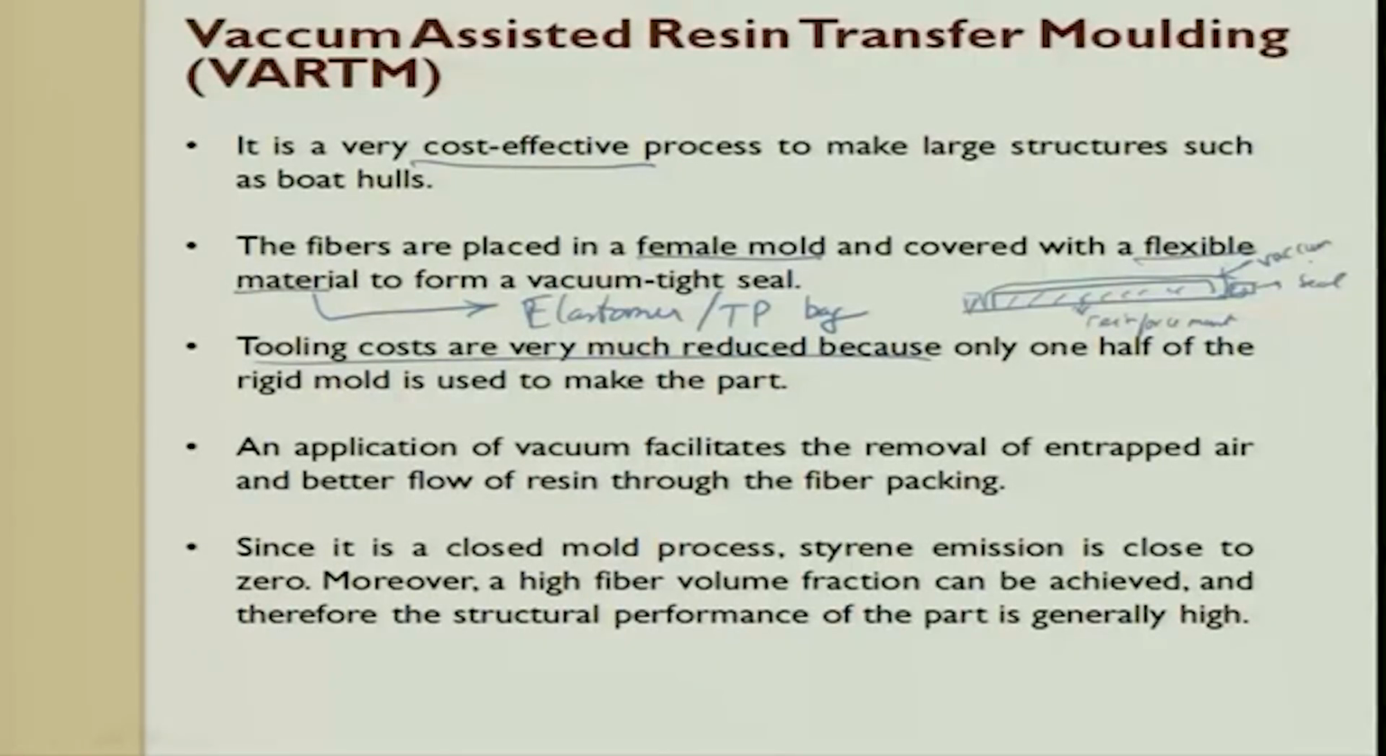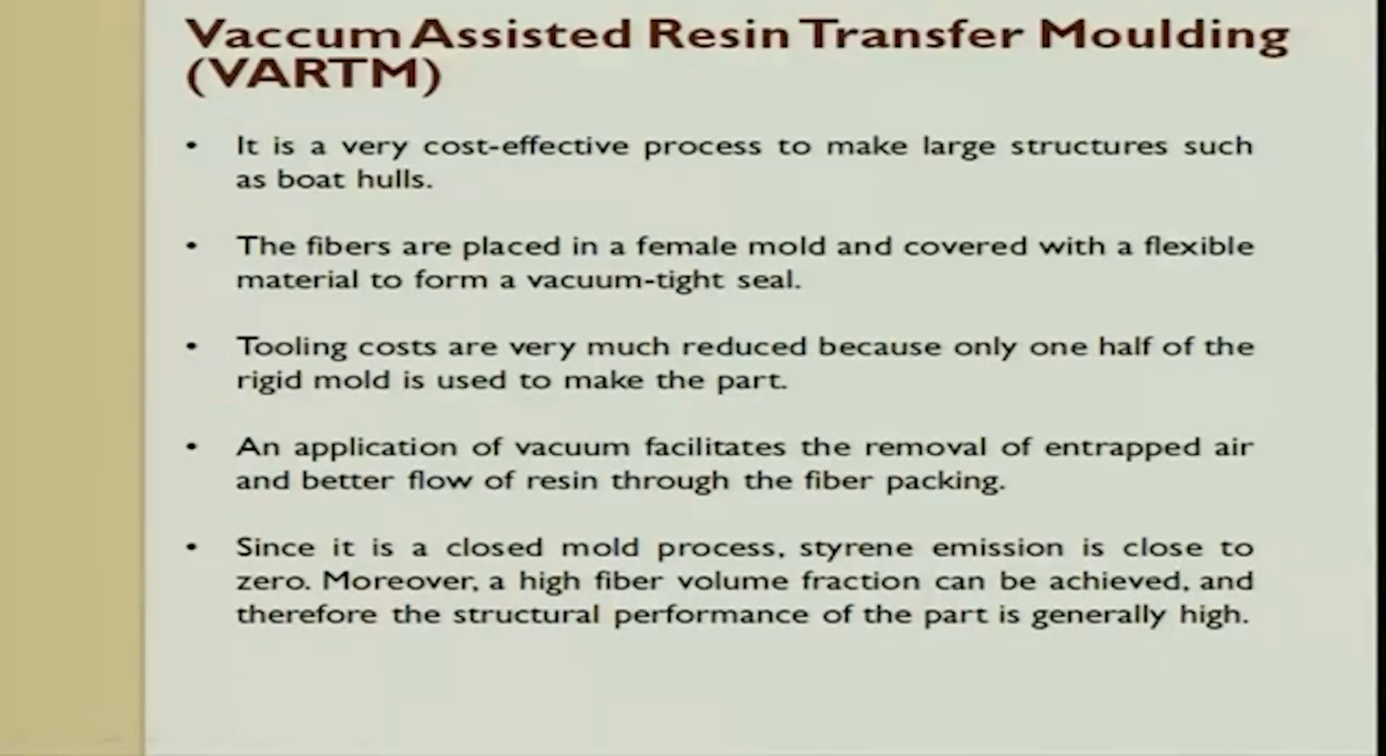Since it is a vacuum bag, it is smooth, so surface finish is also good. But the only difficulty is you might have some wrinkles formed because you try to suck a polymer. So that has to be avoided. The thickness of the bag plays a very important role. Application of vacuum facilitates the removal of trapped air and better flow of the resin through the fiber packing. Since it is a closed mold process, styrene emission is close to 0. Moreover, higher volume fractions can be achieved by this process. This can be used for structural applications.